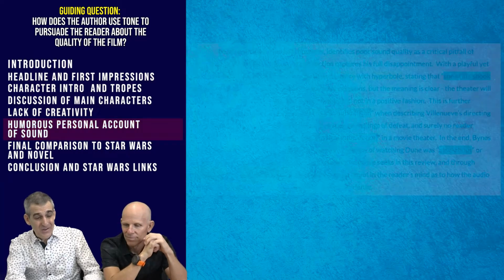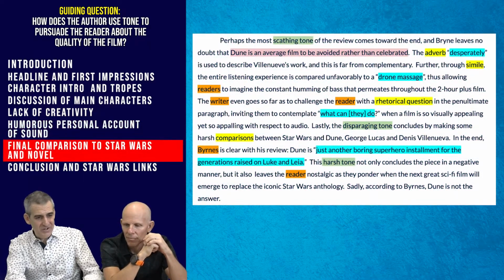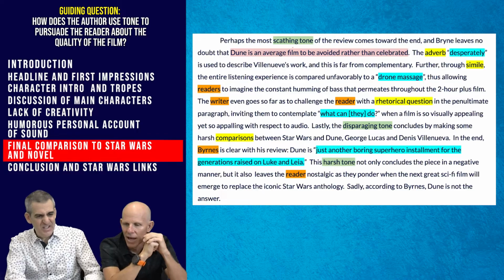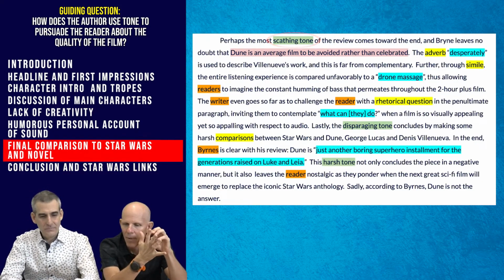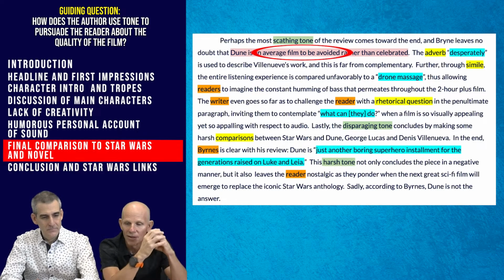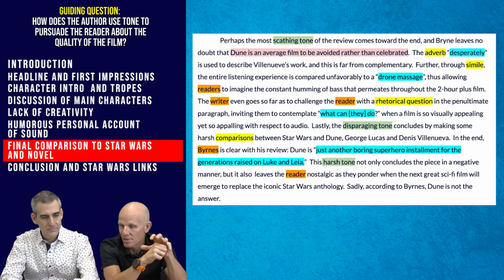And then getting towards the end, the review's getting pretty harsh. Talk about this choice to describe tone here. What do you think of that choice? Yeah, scathing tone. We're getting even stronger. And again, it's thinking about the fact that it was an average film that should be avoided rather than celebrated. So we're getting that claim of the text. This is the persuasion part.